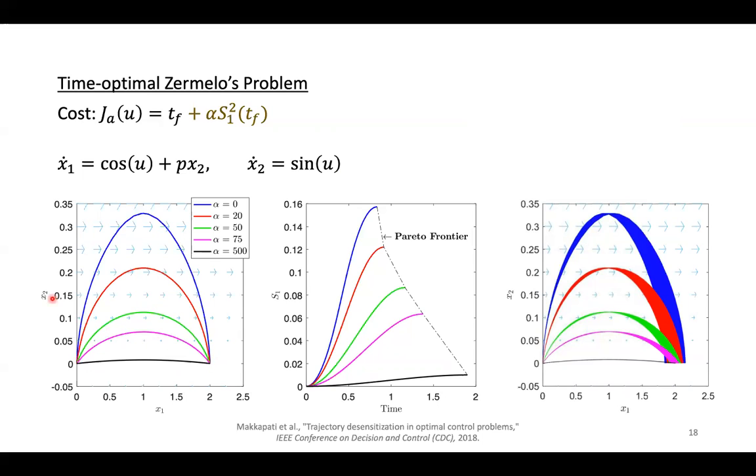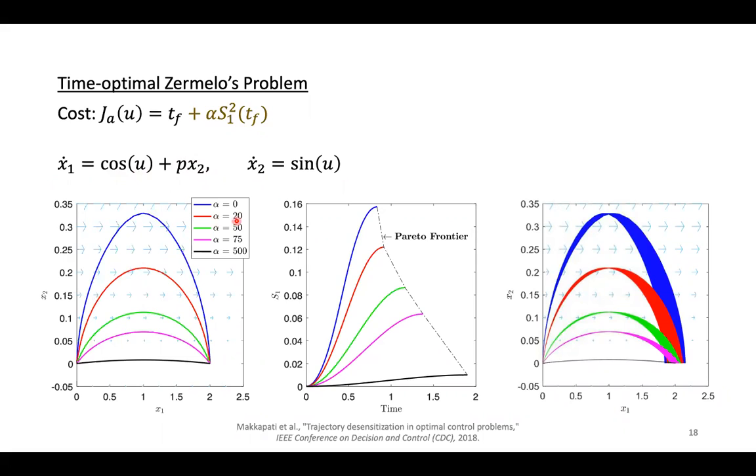The flow is actually along the positive x1 axis, which means you can use the flow to reach there faster, but the flow can become uncertain as you go away from the shore. So I'm writing this scenario as a mathematical equation: x1 dot equals cosine u plus p x2, and x2 dot equals sine u. And p here is the parameter that describes the intensity of the flow as you move along the x2 axis, which I assume is uncertain.